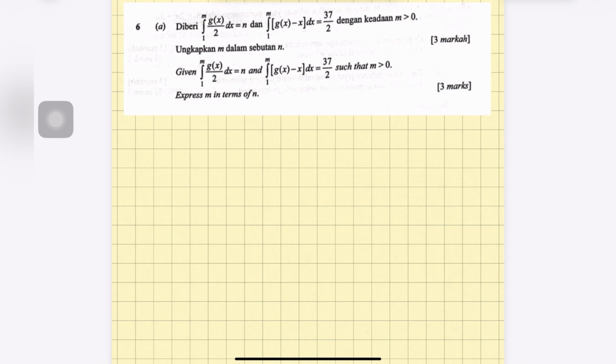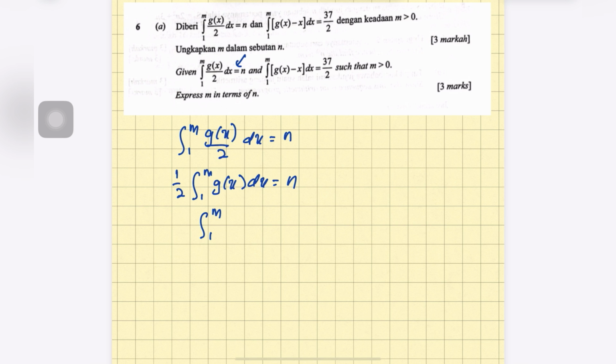Express m in terms of n. So this one we have to settle first. The integration from 1 to m of g(x) over 2 dx equals to n. So we have to move it up by using the laws of definite integral. So the integral of g(x) dx equals to n, so all times 2, the integral of g(x) dx equals to 2n.